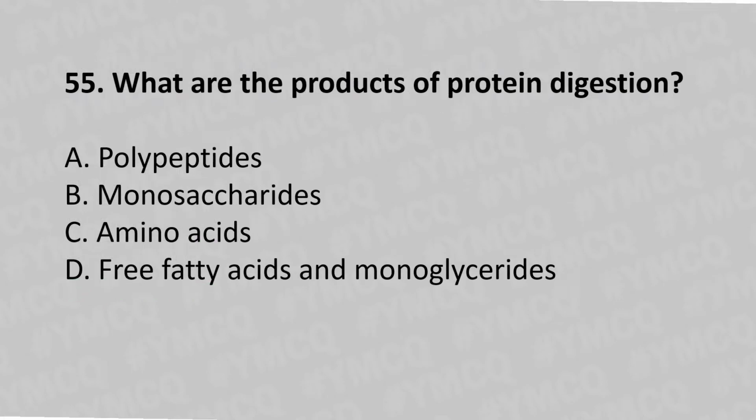What are the products of the protein digestion? Option A, polypeptide. Option B, monosaccharide. Option C, amino acid. Option D, free fatty acids and monoglycerides. And the answer is Option C, amino acids. Now let's move to question number 56.